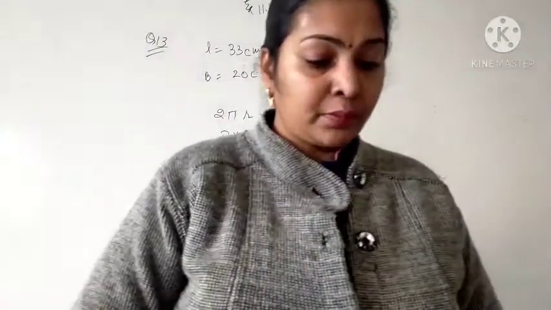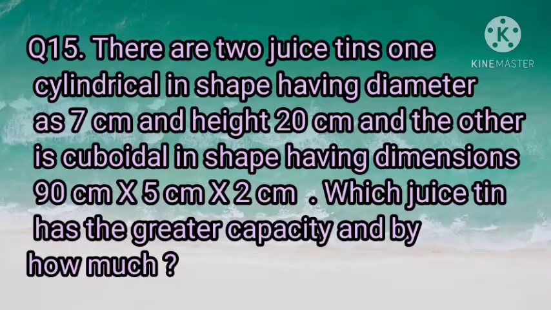Now move to question number 15. There are two juice tins, one cylindrical in shape having the diameter as 7 cm and height 20 cm, and another one is a cuboid in shape having dimensions 90 cm into 5 cm into 2 cm. Which juice can has the greater capacity?